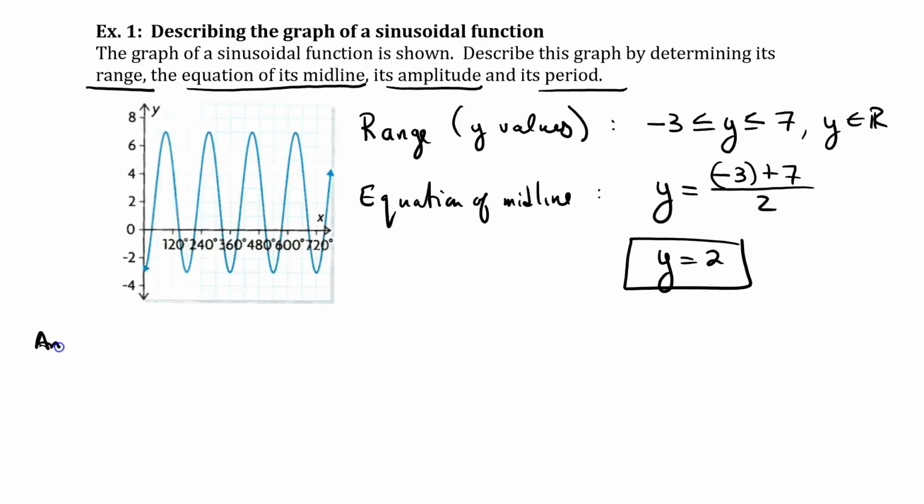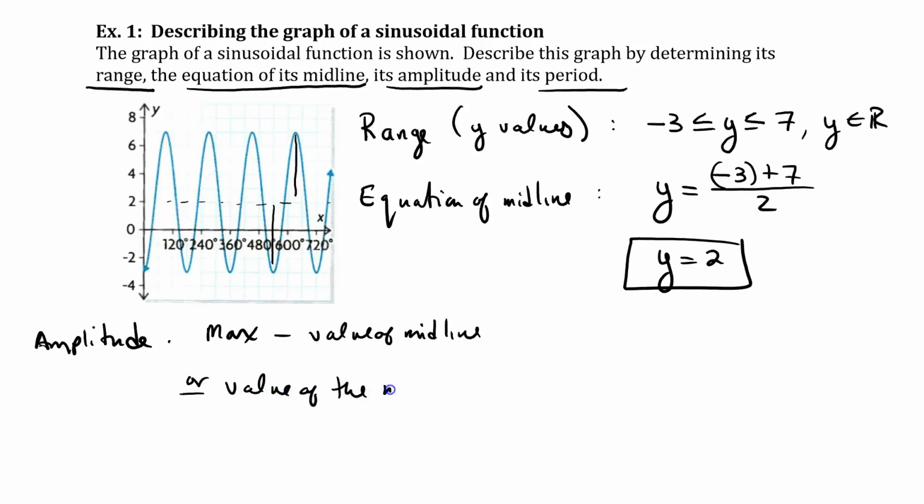Let's talk about the amplitude. That's the distance from the midline. If I were to draw this midline here, it's this distance here or this distance here. So let's just keep it positive. I'm going to take the maximum minus the value of the midline, or we can calculate it saying the value of the midline minus the min. Let's do both.